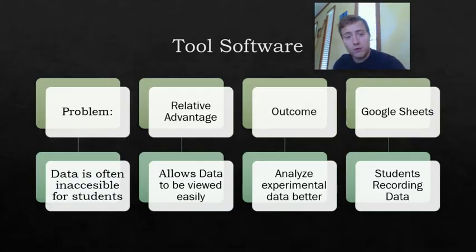Tool software for science. For a problem, data is often inaccessible for many students. Science is all about data. It's all about interpreting tables and interpolating what a graph can be. Our relative advantage of using the internet and this tool is it allows data to be viewed easily. It can be easily turned into a graph. It can easily be viewed as a chart. Our outcome is they're able to analyze experimental data better.